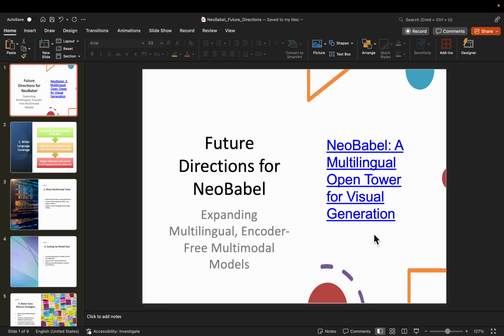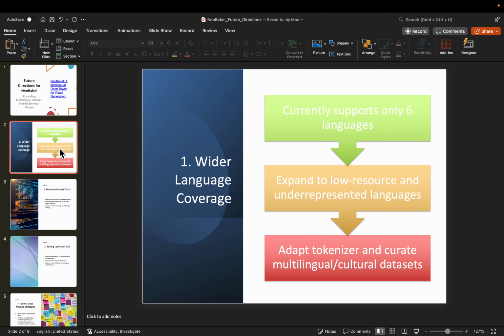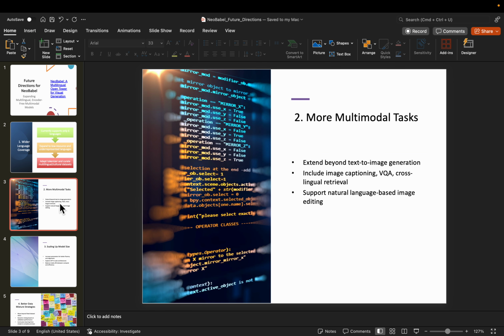As stated in the paper, NeoBabel is an encoder-free multimodal model, right? Currently it is supporting only 6 languages, and we can expand it to more low resource and underrepresented languages, like Bengali, and there are many other low resource languages we can think of expanding it to. Then there would be a need to adapt tokenizers and curate our datasets accordingly.